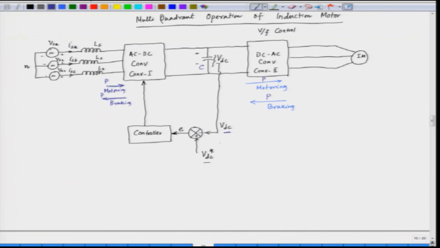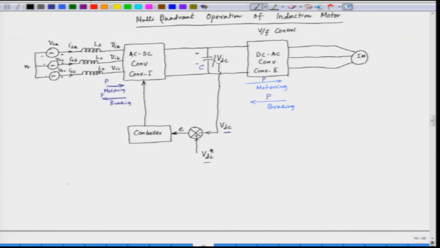Now, let us draw the phasor diagram. Here we have the inverter phase voltage. VSA, VSB, VSC are the source phase voltages. The inverter voltages are VIA, VIB and VIC. So, we can write a vector equation.